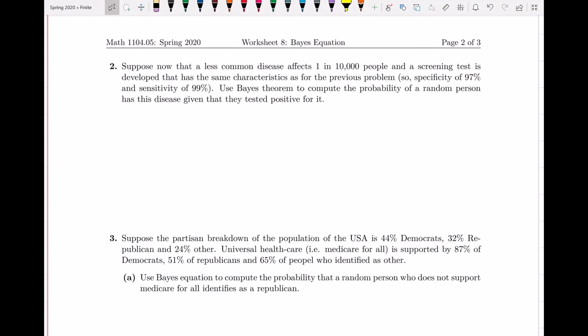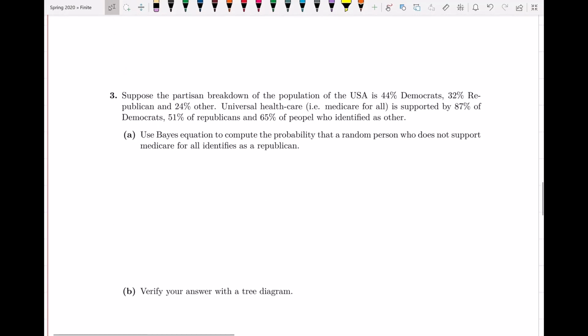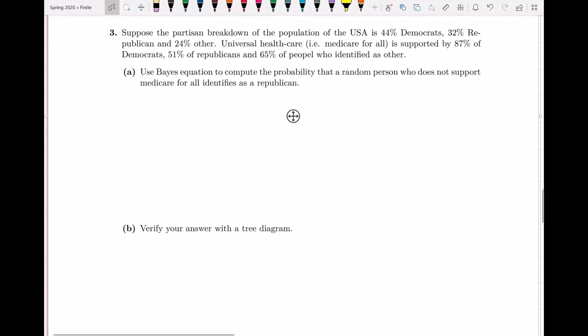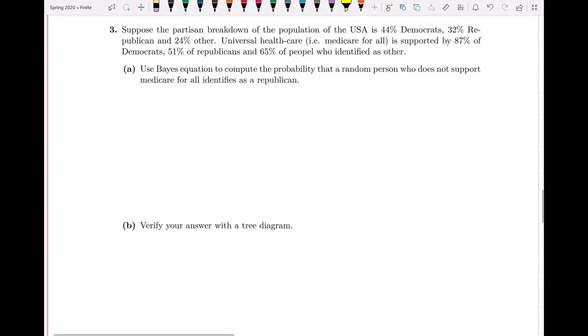All right, so with these two problems, you had the simplest situation where you had two cases to deal with. They did have the disease or they didn't have the disease. So let's move on to something that's slightly more complicated use of Bayes' theorem. So the tree diagram would be a little bit bigger.